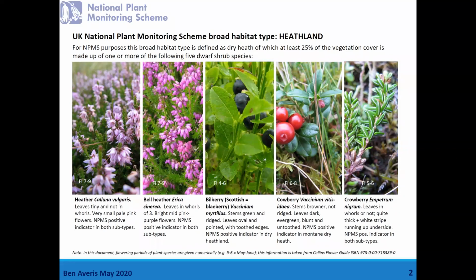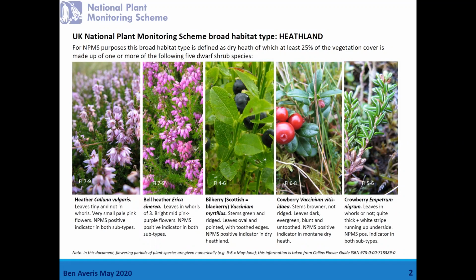Cowberry is related to bilberry, and it's got similar sized leaves, but they're evergreen, they're much darker, and they don't have the teeth around the edges, or they might have a few very slight teeth, but the edges are a little bit enrolled underneath as well, so it kind of looks untoothed. And it doesn't grow that tall, really, this cowberry.